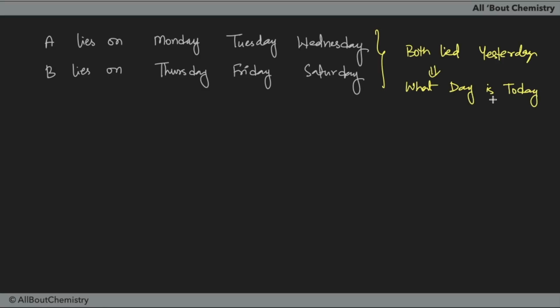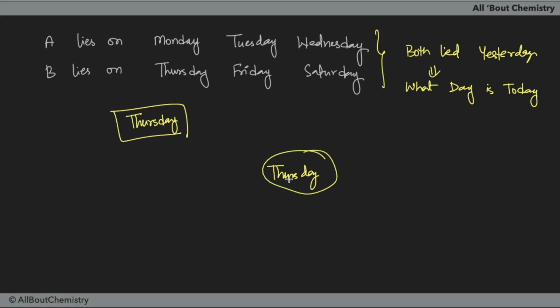There were different options like Sunday, Monday, Thursday, something like that. The correct answer for this will be Thursday. I'll explain how this comes. See, let's say today is Thursday. So what did they say? They said that they both lied yesterday. So if A lied yesterday, that means A lied on Wednesday, right?